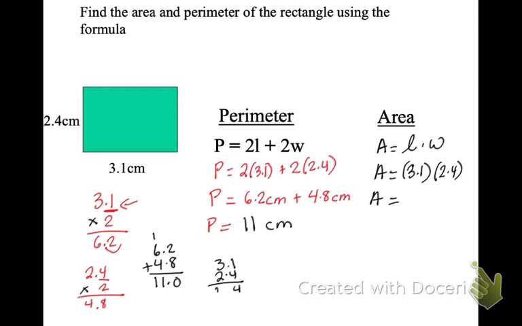So I'm multiplying like normal. It's 4, it's 12. It's 2, it's 6. 4, 4, 7. Now notice here, I have 1 decimal digit, 2. So I move over once, twice. Always start at the right. And so my answer is 7 and 44/100 centimeters squared, or square centimeters.